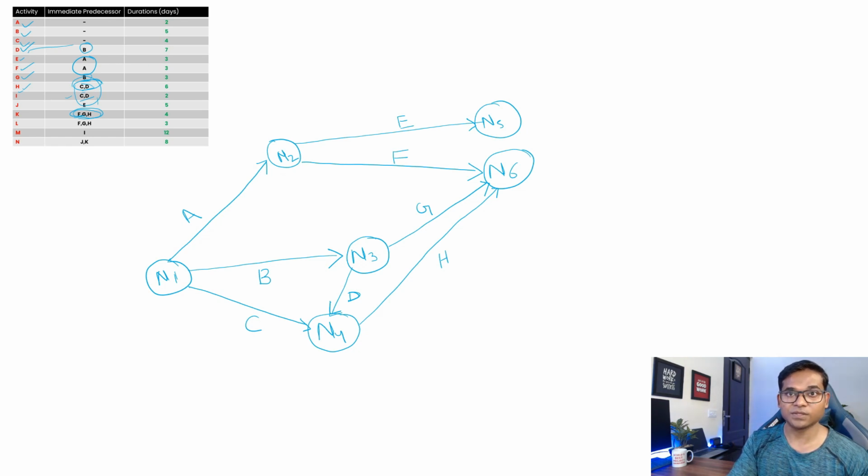Let's draw this I. I is basically after C and D, so starting from this point, but again I is the predecessor of M also, so when we are drawing M, we need to make sure M is starting from the I. So for that, let's draw another activity I, which is starting from C and D where they are converging, right? And I will just call it N7, node 7, and we call it I. So I is also drawn.